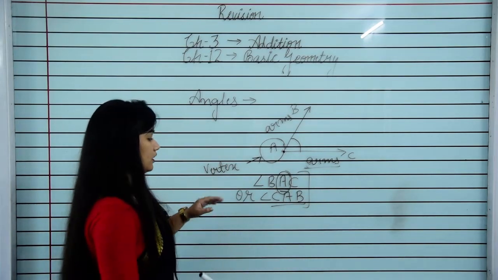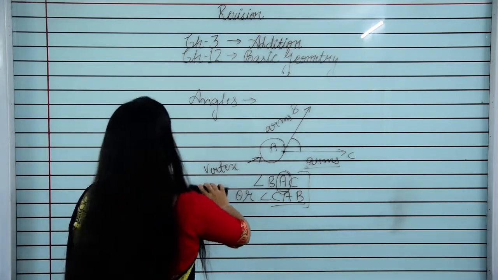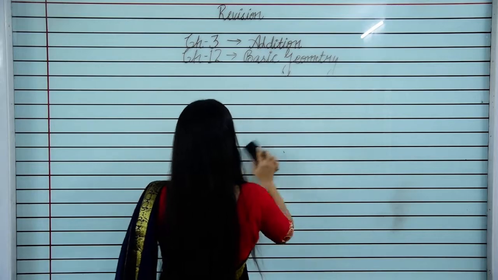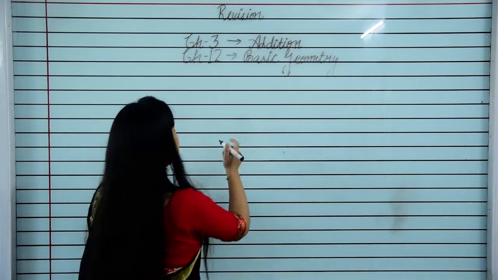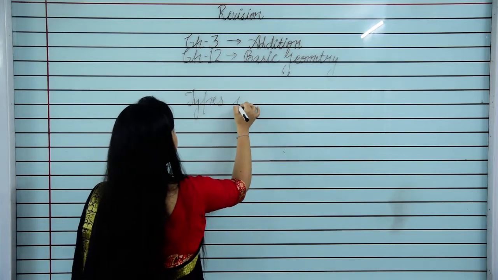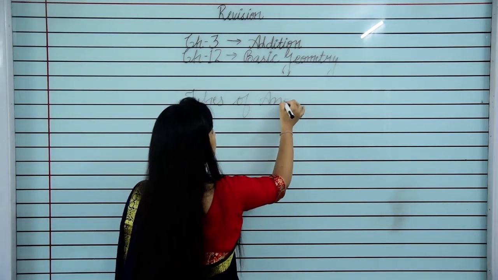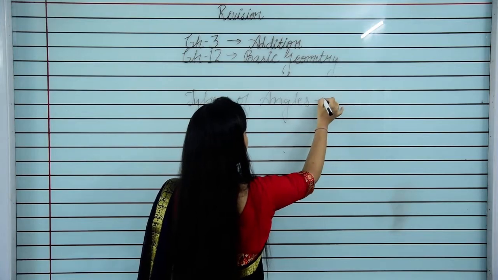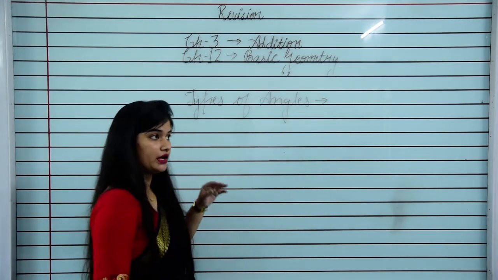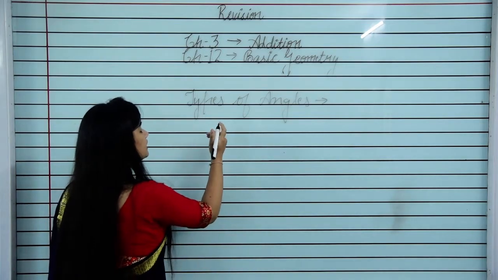Understood? Now we will discuss types of angles. So basically there are four types of angles, students. Types of angles. How many types of angles are there? There are four types of angles. The first angle is right angle.